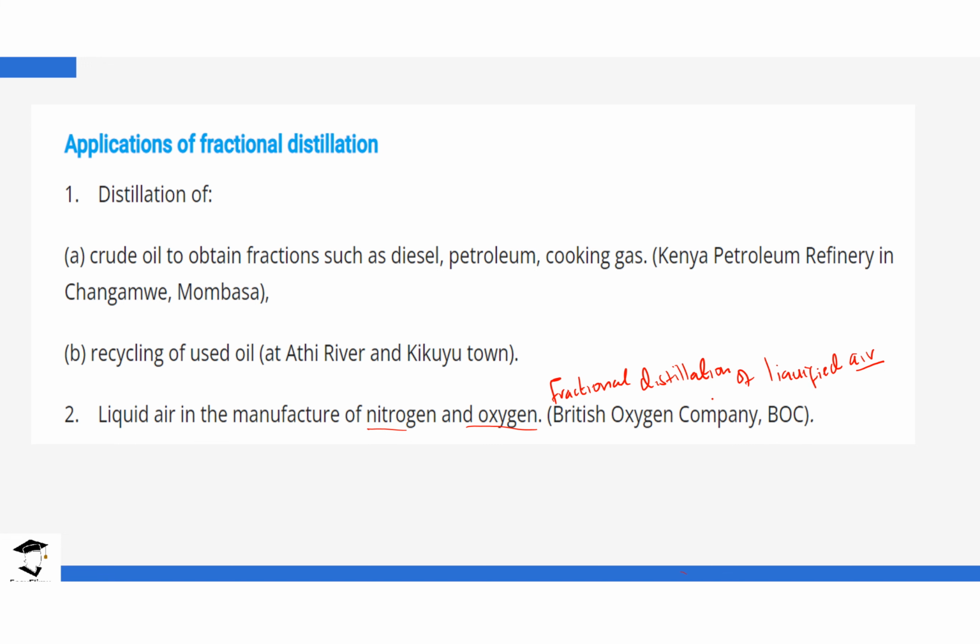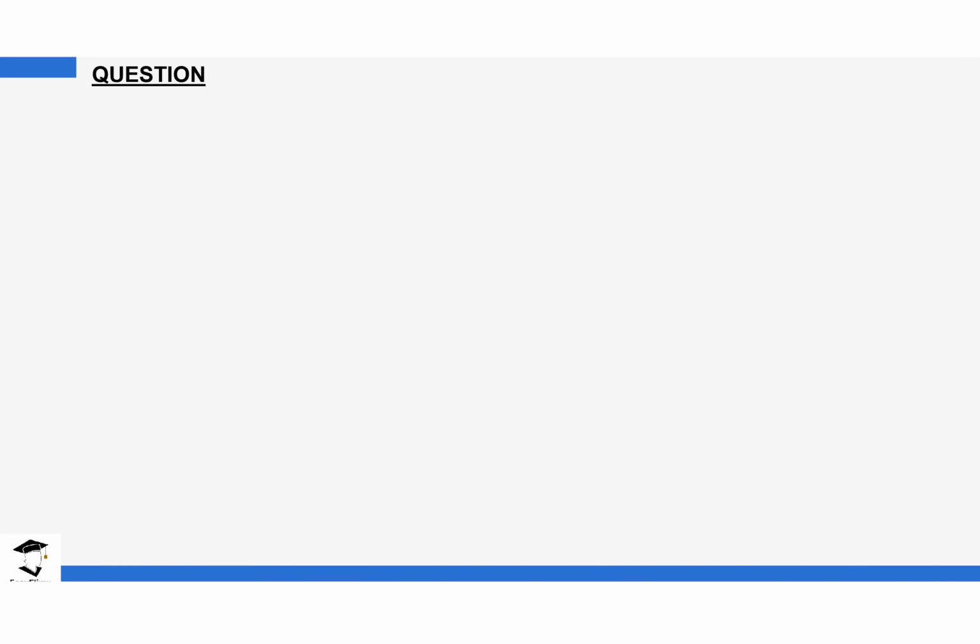Examples are diesel, petroleum, cooking gas. These are just fractions which have different boiling points, so they are able to be extracted. So these are the two major applications of fractional distillation. Next, we are going to look at a question in regards to what we have discussed.